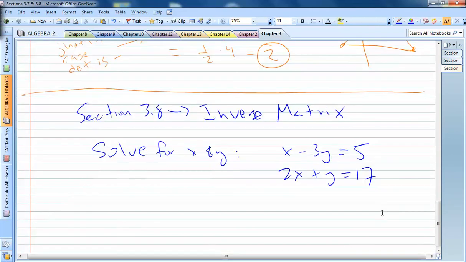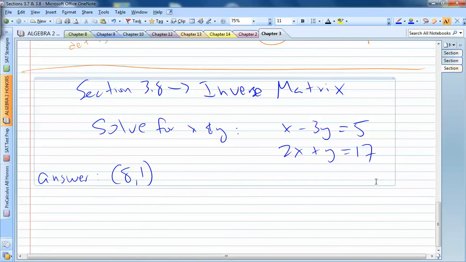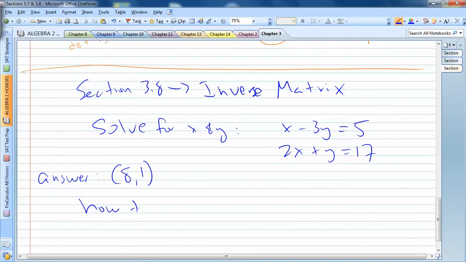Now, if you were to solve it the way I've taught you, with elimination or substitution, or if you even use a solve2eq program in your calculator, you'll find that the answer is 8, 1. I already know what the answer is because I designed this problem. And plus, if you plug in 8 and 1 for x and y, it works. Well, how do we solve it using a matrix?